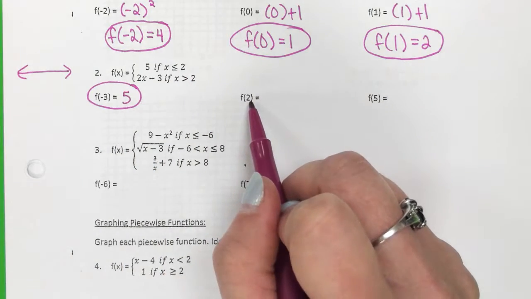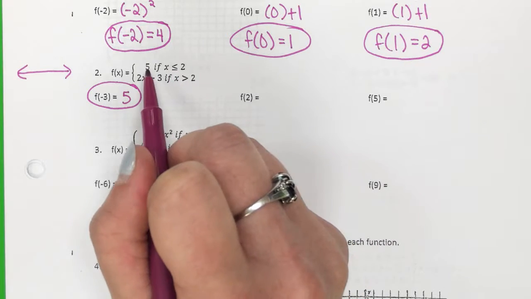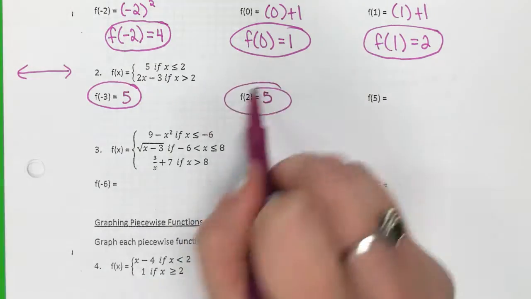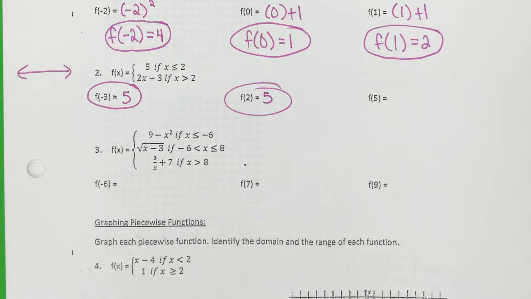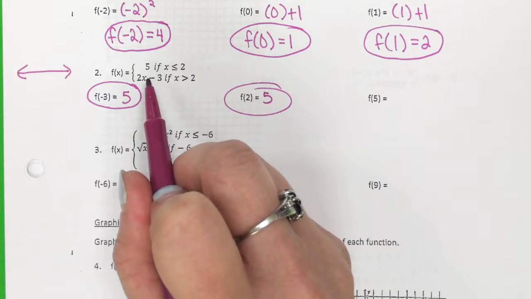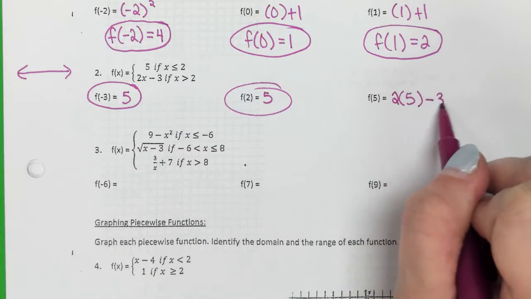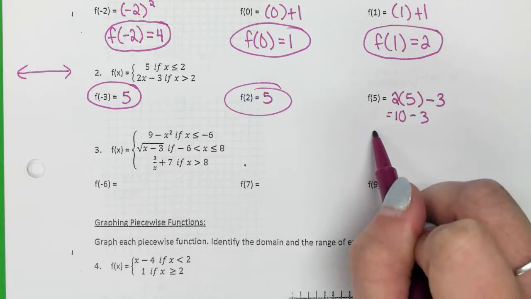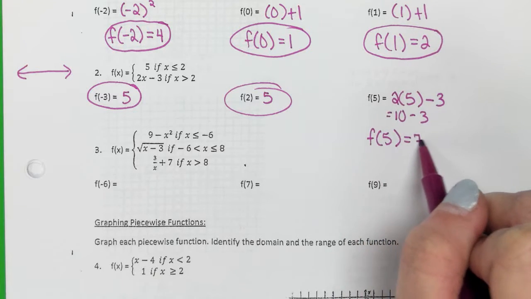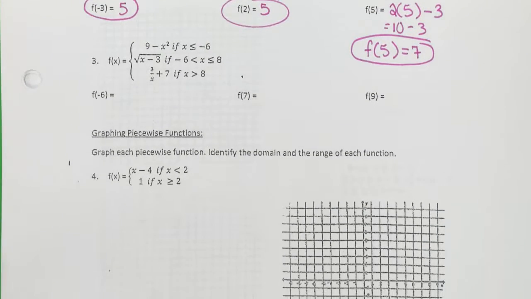All right, what about 2? Where's 2 fall into? Less than or equal to 2, right? So my answer is just 5. All right, what about 5? Where does 5 fall into? It's greater than 2. So now I'm going to plug in 5 where x is. So it'll be 2 times 5 minus 3. Are y'all okay with that? Well, we got one more to do, and then we'll catch up on the rest of it next week, okay?